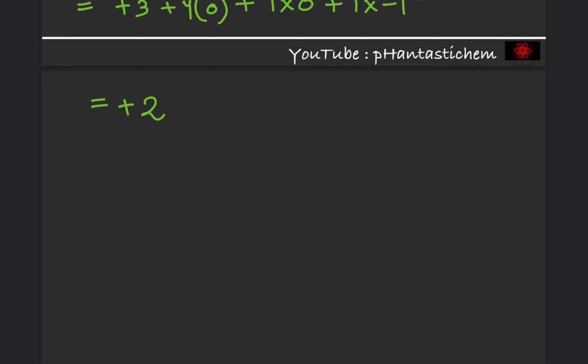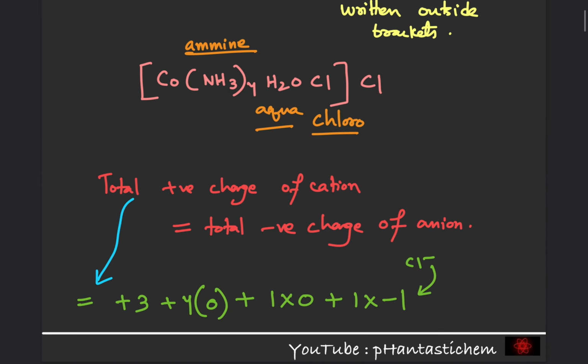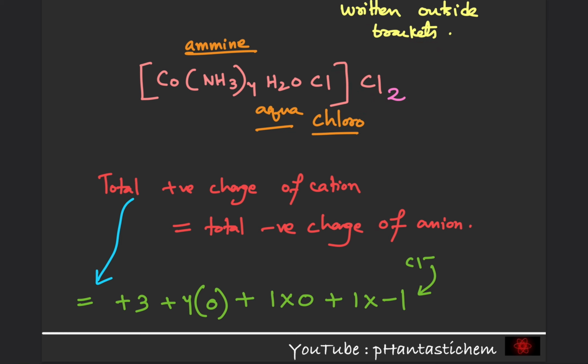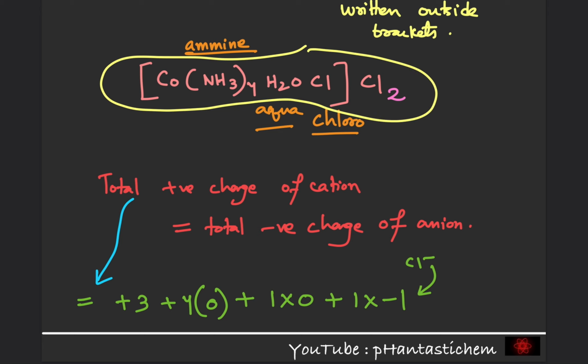Therefore the total negative charge on the anion also has to be minus 2 because their sum needs to be 0. So there will be 2 Cl minus ions as counter ions, because each Cl minus carries minus 1. So 2 of them will carry minus 2 and the charge of the cation is plus 2. Therefore the total charge is 0. Okay, so the final formula is this one: Co(NH3)4(H2O)Cl inside the square brackets and Cl2 outside. Okay, thank you.